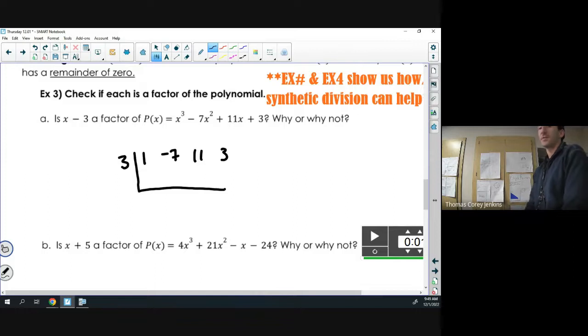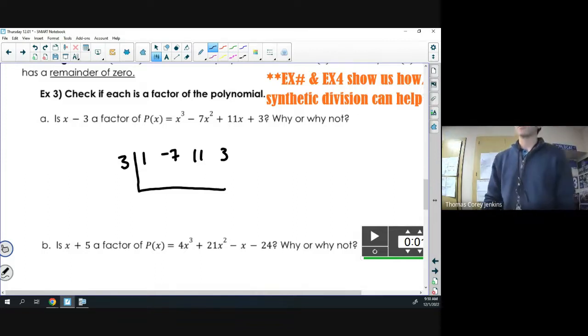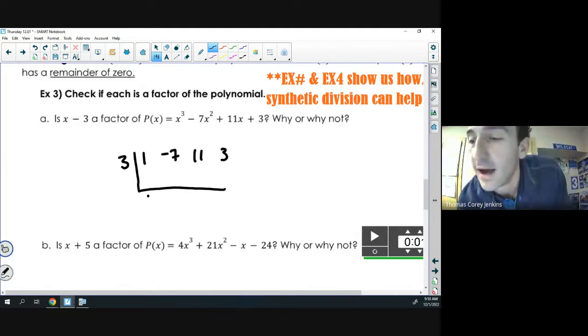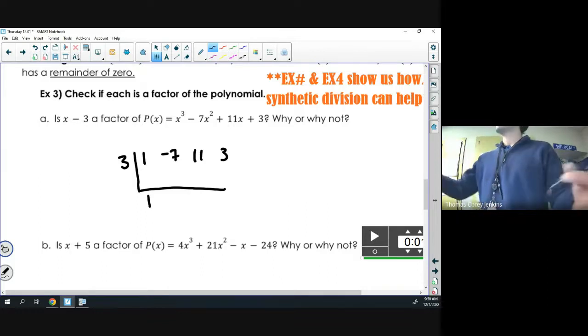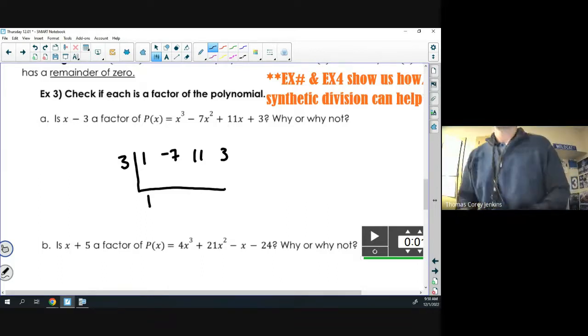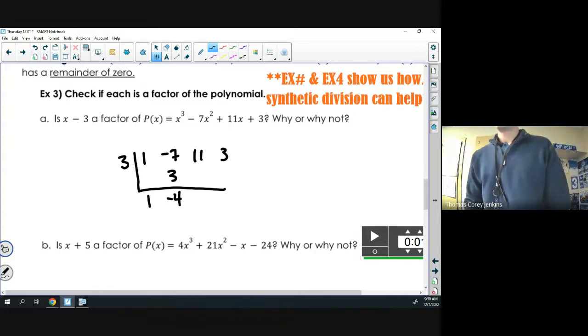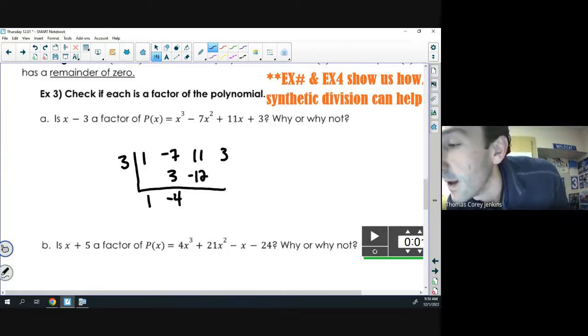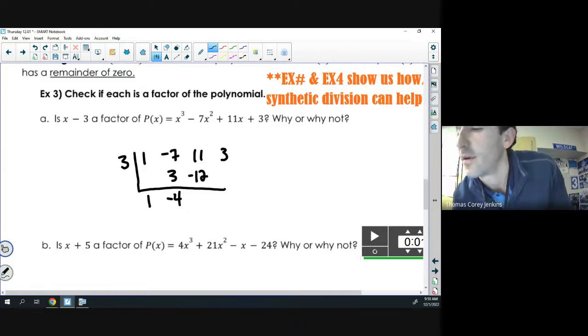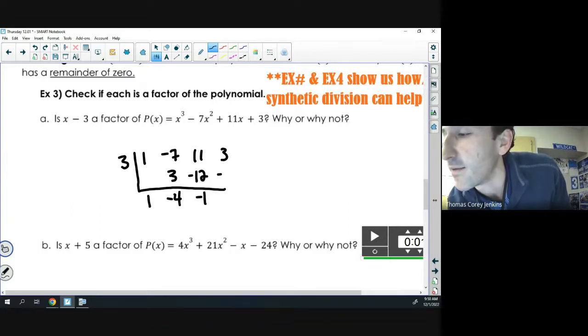I'm going to call on you guys for some help here, okay? What do I bring down first? Bring down the 1. Very good. Now what goes under the -7? 3. Very good. What goes under those 2? -4. What goes under the 11? -12. Very good. And what goes under those? -1. And what goes in our last little spot? -3, and then 0, right?